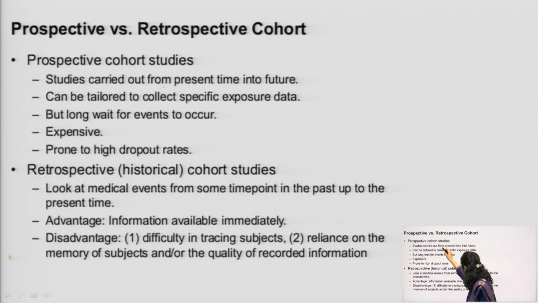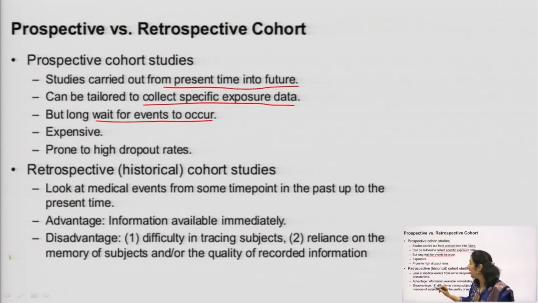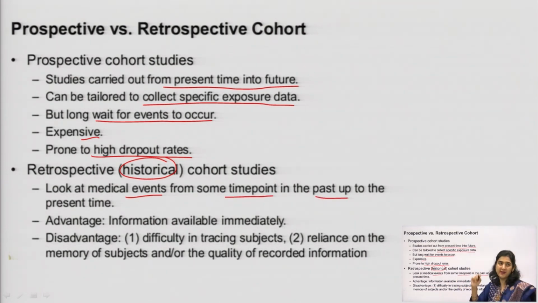Prospective studies are carried out from the present time into the future. They are tailored to collect specific exposure data, but there is a long wait for events to occur. They are expensive, and they are prone to high dropout rates. Retrospective is historical, meaning we look at medical events from some time point in the past up to the present time. Something has already happened in the past, but we start the study from the present time and go backward.